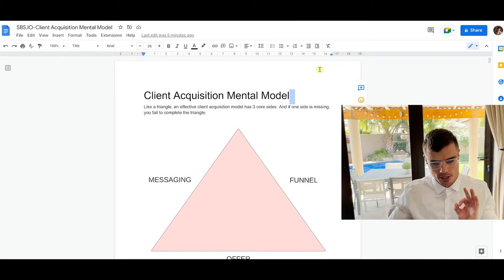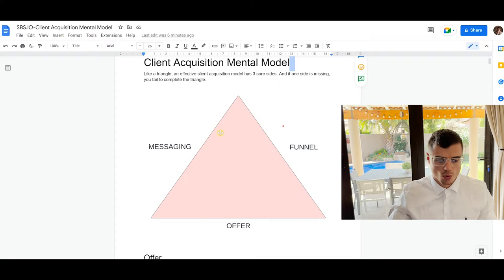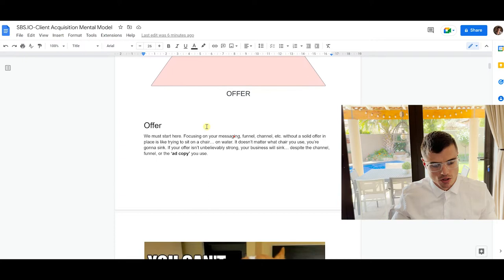Firstly, it's like a triangle. An effective client acquisition model has three sides. And if one side is missing, the triangle, the triad, won't work, right? So we have messaging, we have funnel, and we have offer inside of this triad. The offer is the first thing that we are going to look at.